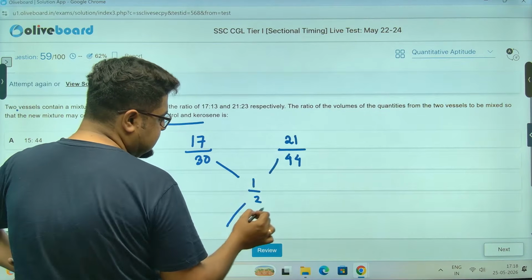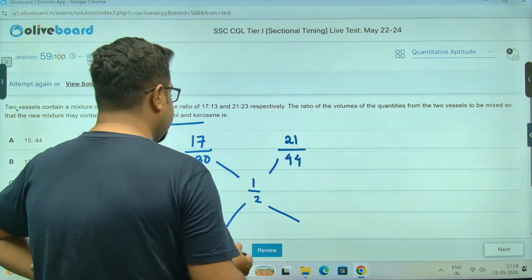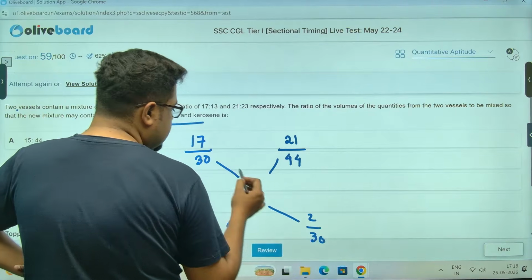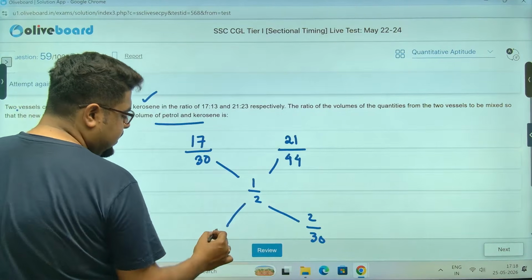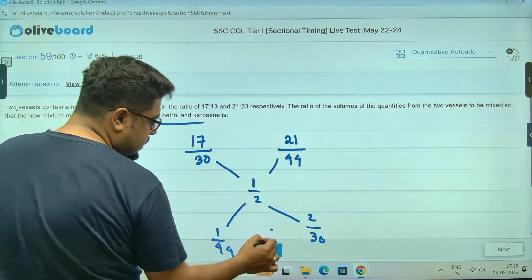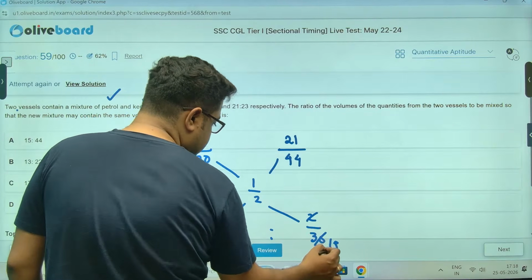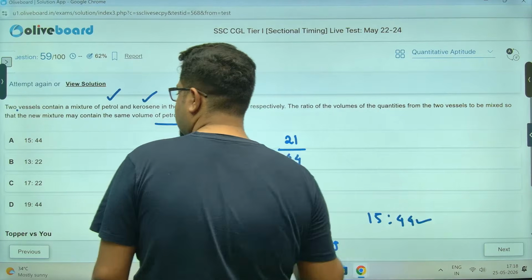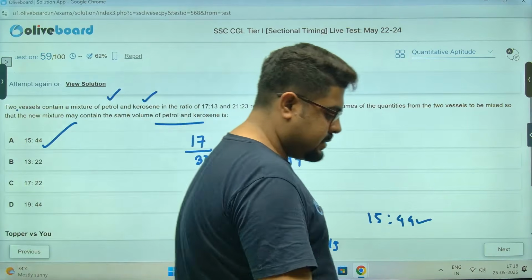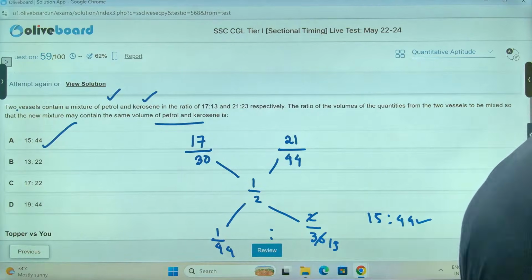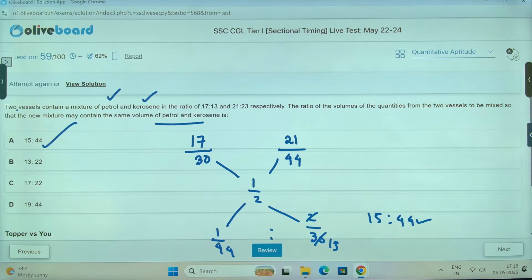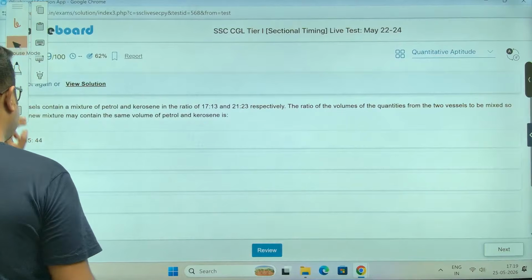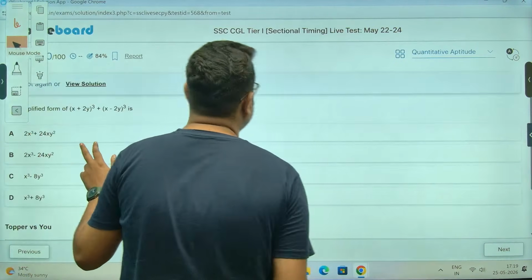Sir, please alligate this. So this is going to be 15 by 30, meaning 1 by 2 minus 17 by 30 here. This is 22 by 44, meaning 1 by 2 minus 21 by 44. This is the ratio, 15 is to 44, sir. 15 is to 44, option A is the correct answer. Perfect, everyone. Simple question, very simple, nothing very difficult about this.